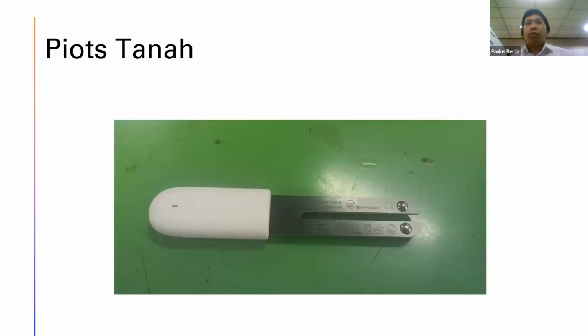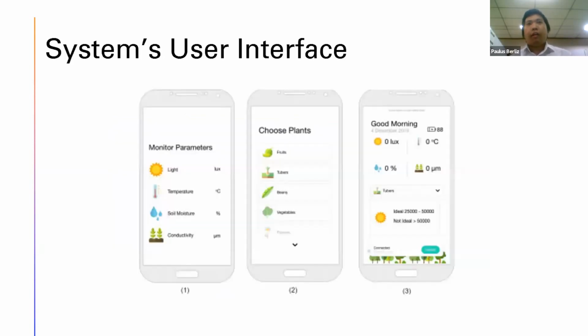This is the image of the device, the Pilstana itself, as a detector or a sensor, I mean. And this is the user interface. As you can see, there is a light sensor, temperature, moisture, conductivity, and etc. And these are the indicators, or the parameters, that are counted on the device.